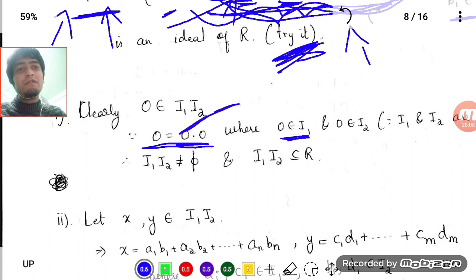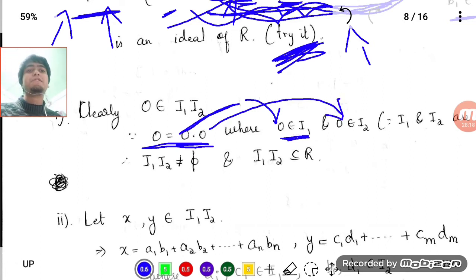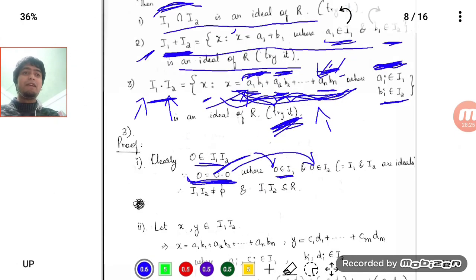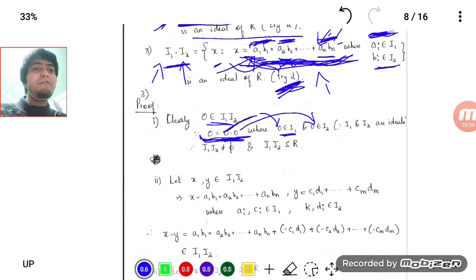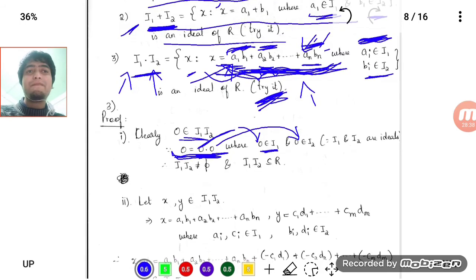This 0, the first element, is in I1 because I1 is an ideal. This second 0 is in I2 because it is an ideal. So 0 can be expressed in this way, but it ends only in 1 step. That is why it belongs to I1, I2. So that's why it's not empty. And I1, I2 is a subset of R. Okay, that is clear.